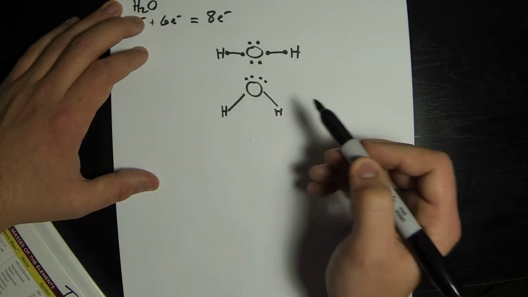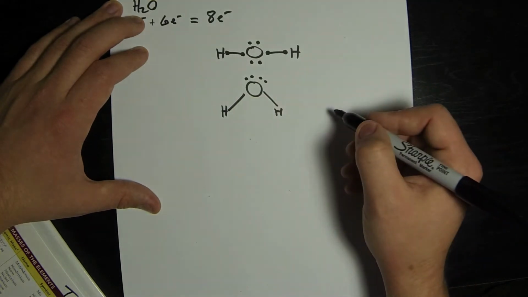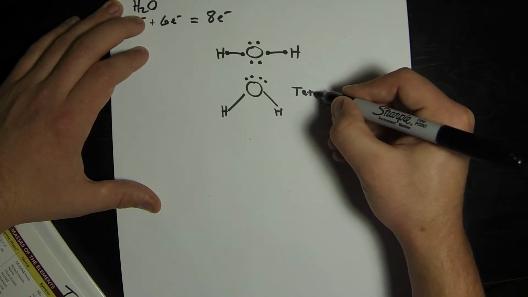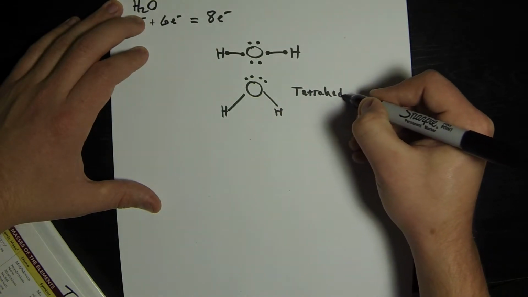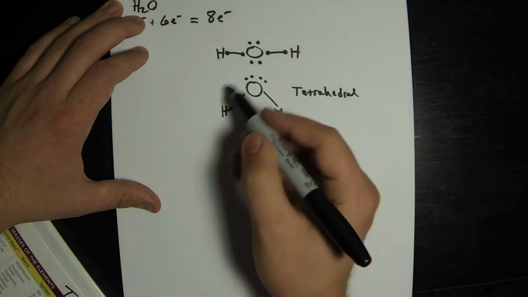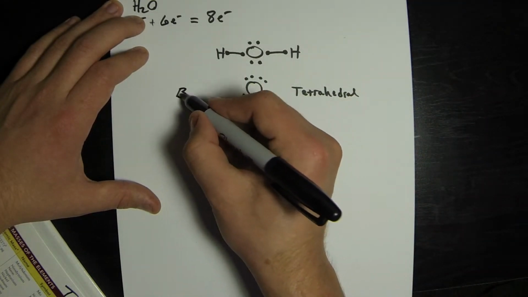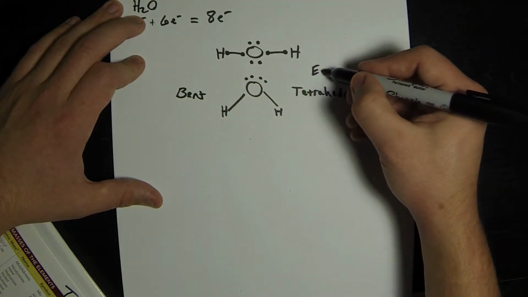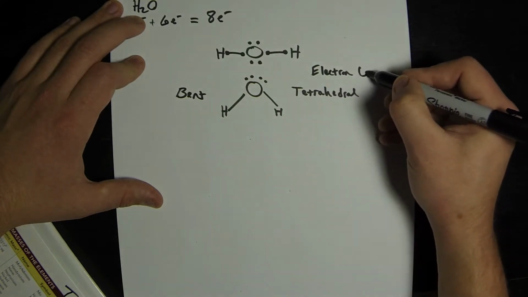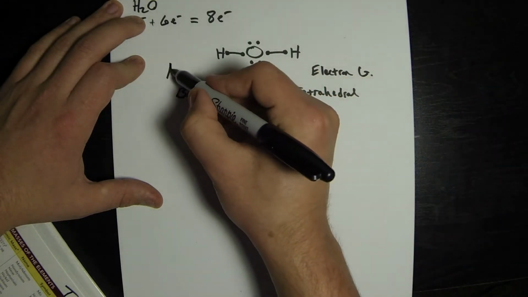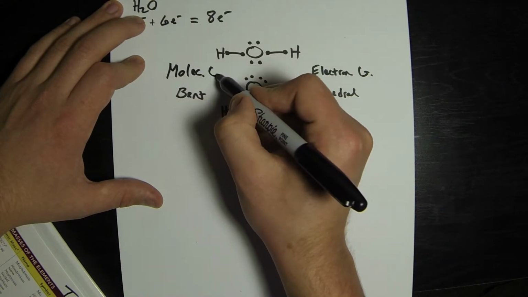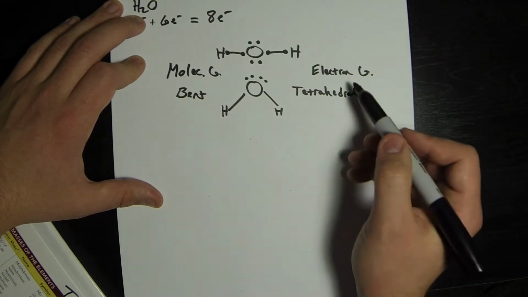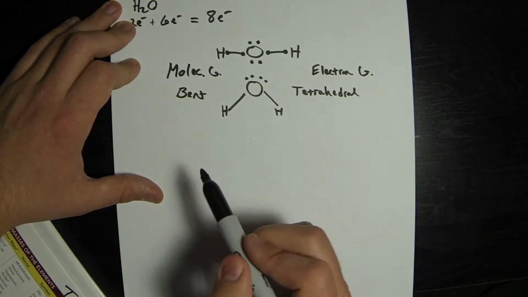Right? And this is a bent structure of how water actually is. These lone pairs are up here. And this is actually the electron geometry. The electron domain geometry is tetrahedral, but the molecular geometry is bent. So the difference between electron geometry versus molecular geometry is that for molecular geometry, we only care about the atoms. For the electron geometry, we care about the electrons and the atoms.